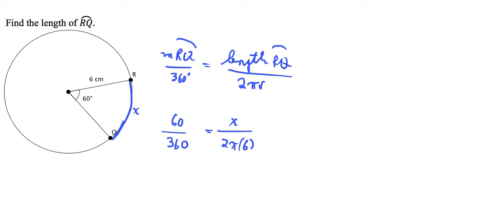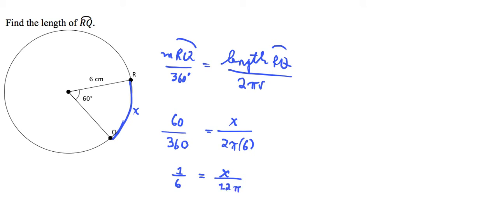What this proportion is saying is that this arc right here occupies 60 parts out of every 360 parts. If you could dice up this circle into 360 equal parts, 60 of those would be occupied by the length of that arc right there. Let's see if we can reduce this information down a little bit. 60 over 360 is really 1 over 6, which is equal to x over 2 times pi times 6, which is the same thing as 12 pi.